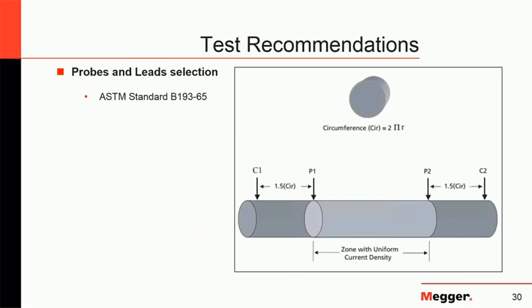There are even more rigorous tests in which we have to separate the potential leads away from the current leads. And according to ASTM B193-65, the potential leads should be separated from the current leads at least 1.5 times the circumference of the conductor under test. This is to make the measurements in the conductor zone where the current flow is uniformly distributed.